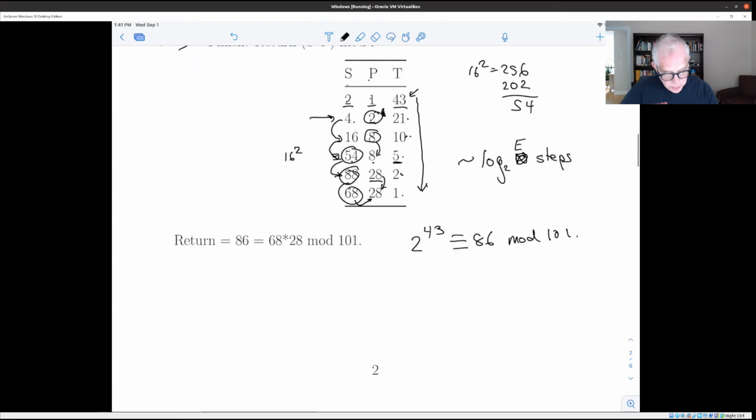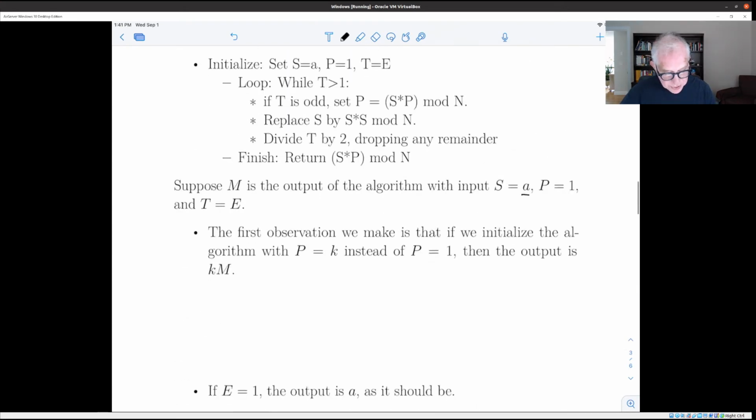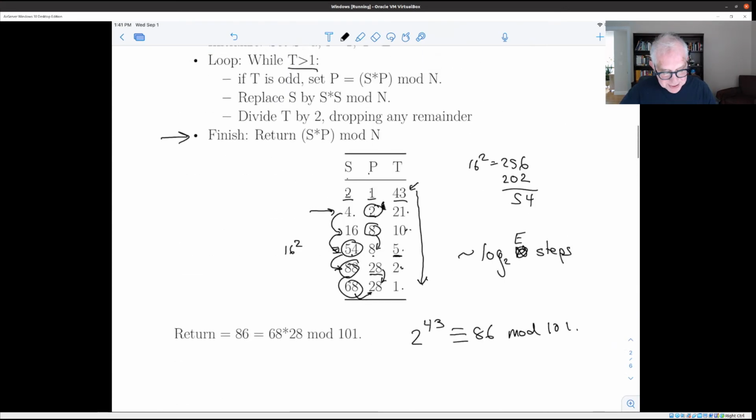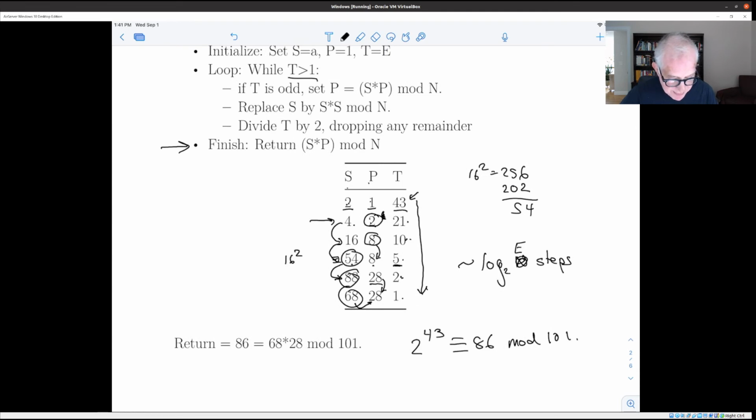If instead of putting a, 1, and e in the first row, I had put something else instead of 1 here, let's say I'd put some number k in this position, that k gets multiplied and comes down here at each step. And the final answer, the last row here would have a k in it, and the final answer would be multiplied by k.